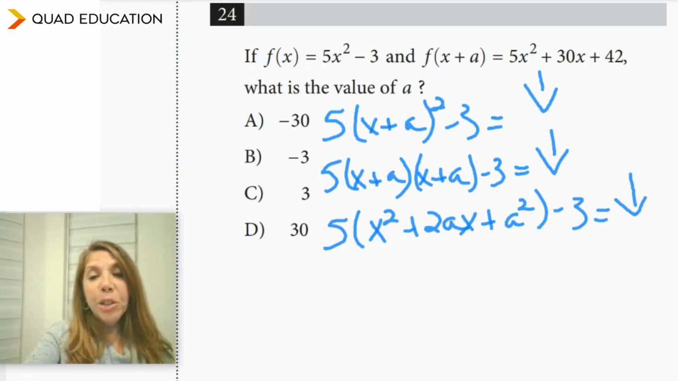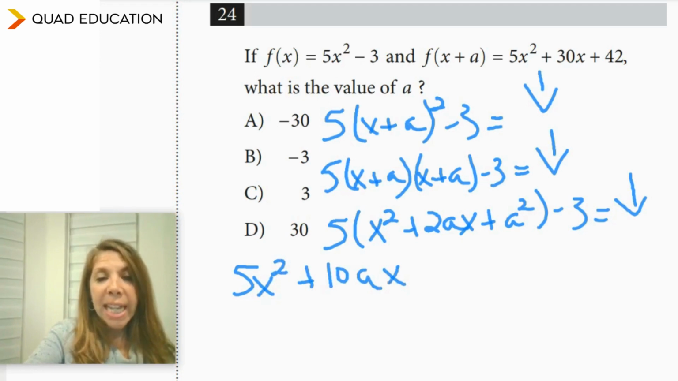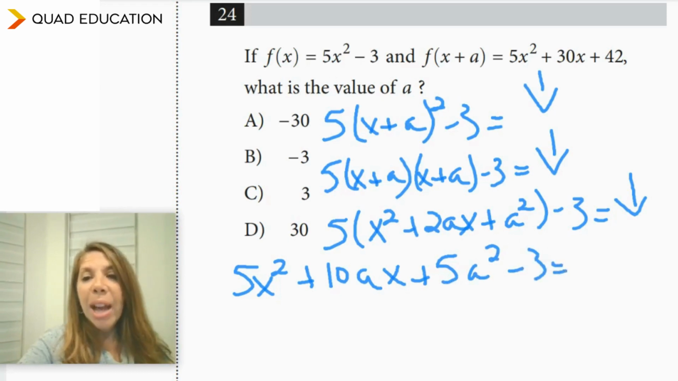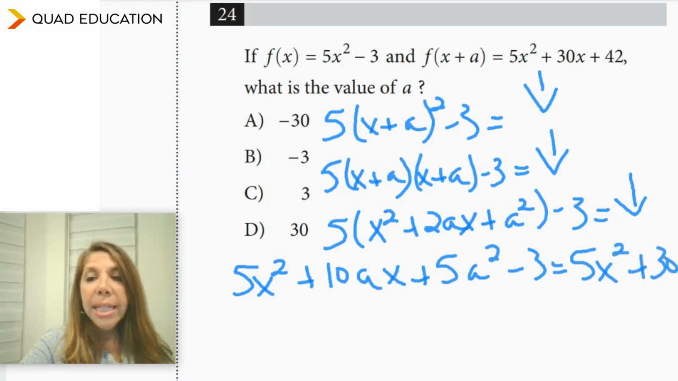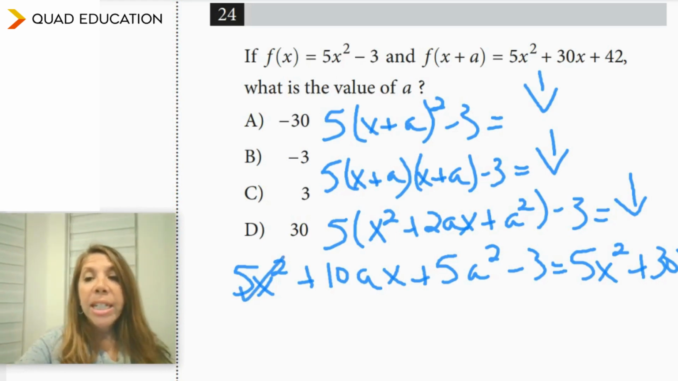So now we can distribute our 5, and what we would get is 5x squared plus 10ax, because 5 times 2ax gives us 10ax, plus 5a squared minus 3. And now we can bring down our other portion of the equation, 5x squared plus 30x plus 42. So basically, these two equations are supposed to equal each other. And our 5x squared does equal 5x squared, so that checks out.